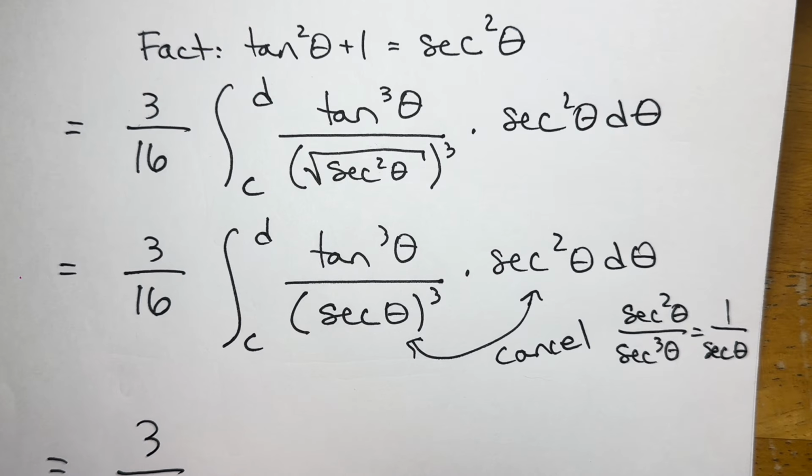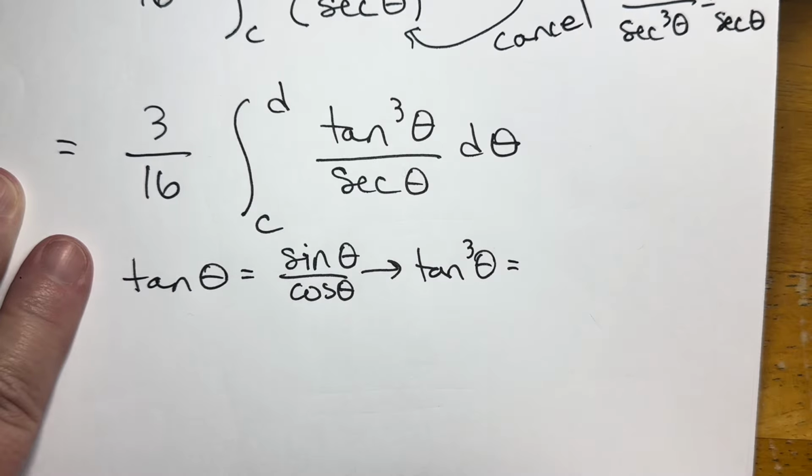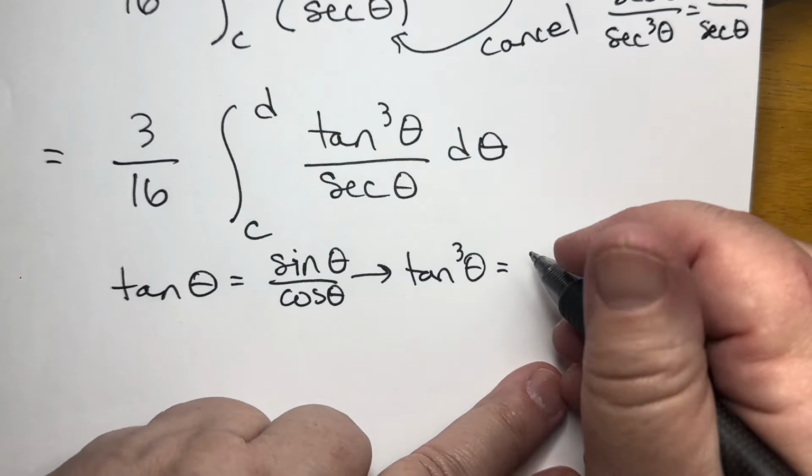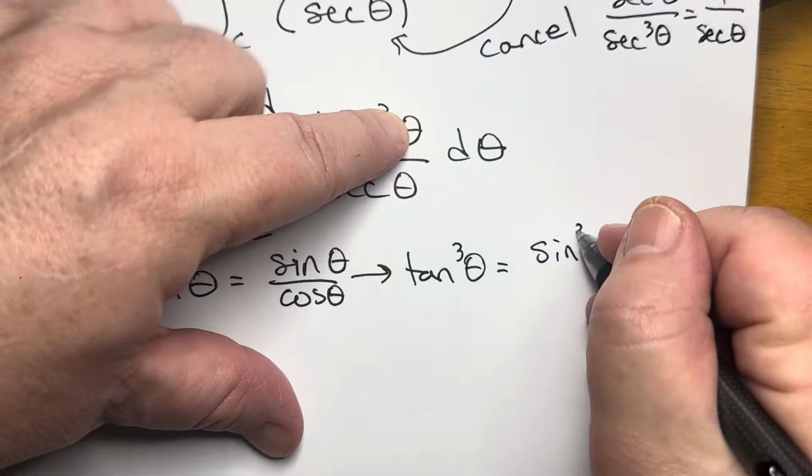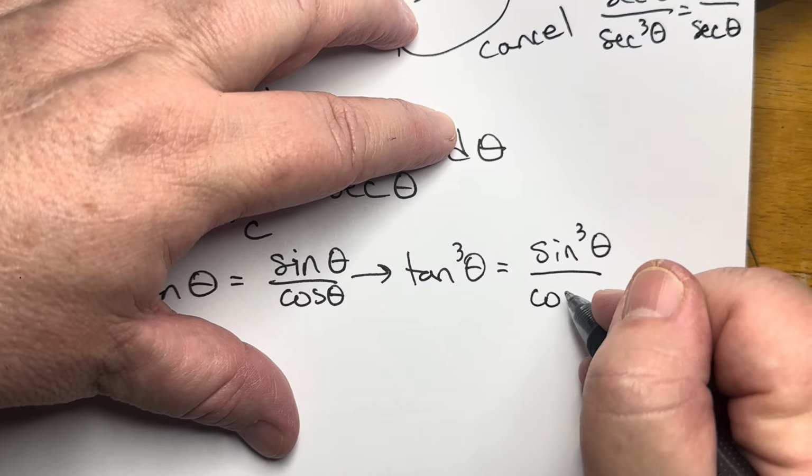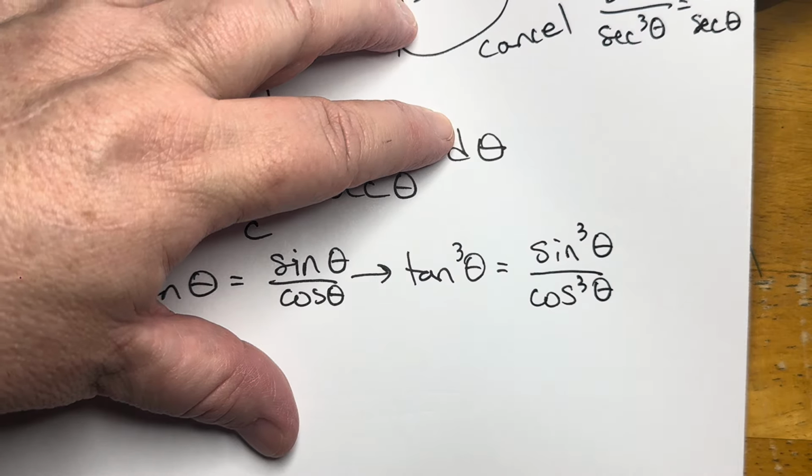Now I'm going to do some old school trigonometric manipulation. I'm going to remind you that tangent of theta is sine theta over cosine theta, right? So tangent cubed of theta is going to be sine cubed theta over cosine cubed theta.